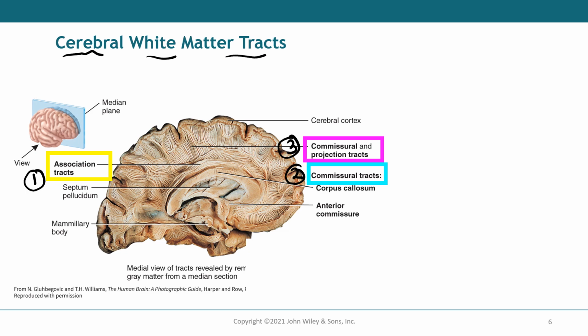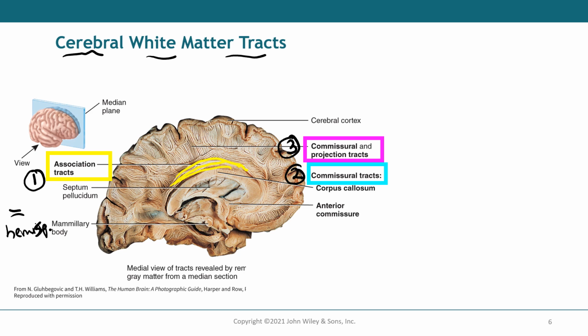So let me put the first one, the ones that are in yellow. If you see, these axons are connecting different regions of the cerebrum, but they belong, and let me put it in black, to the same hemisphere. Okay, so different areas of the cerebrum, but from the same hemisphere. Okay, the second one, and now I'm going to change to blue, is the commissural tracts.